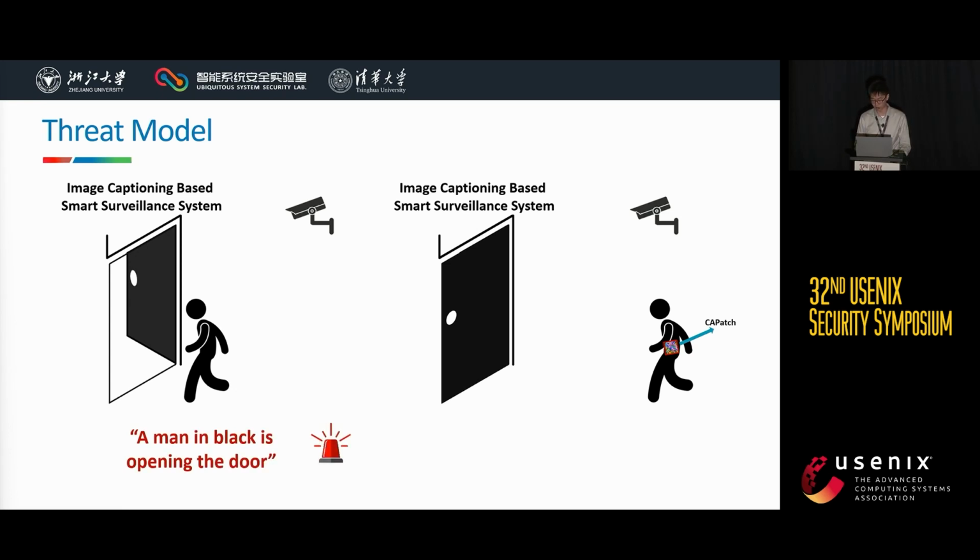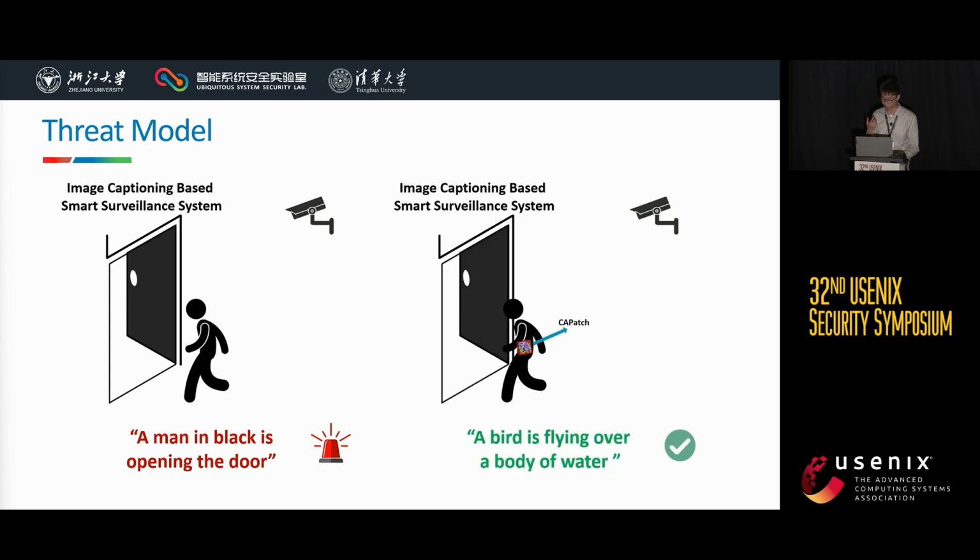We proposed CAPatch attacks whereby an attacker can wear a CAPatch to trick the image captioning systems to output benign captions, such that he can bypass the video surveillance system for home security.